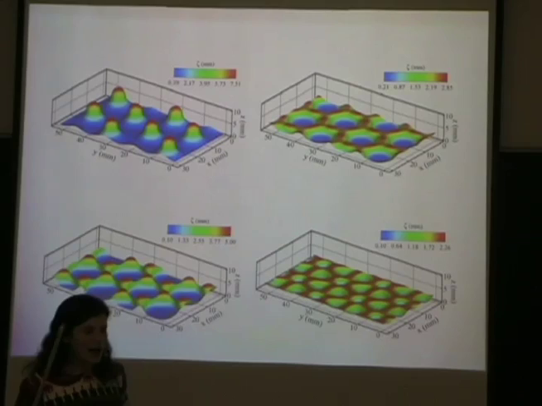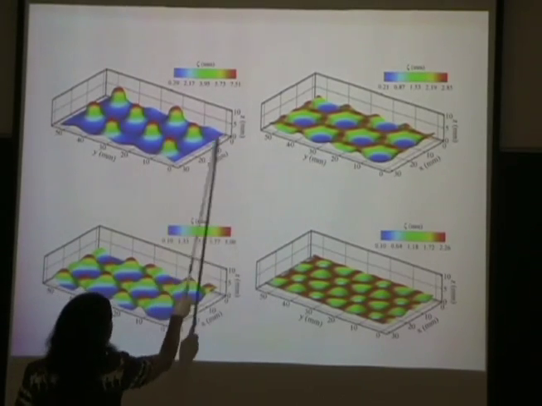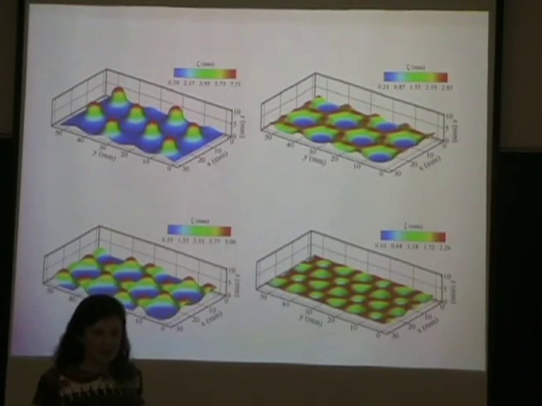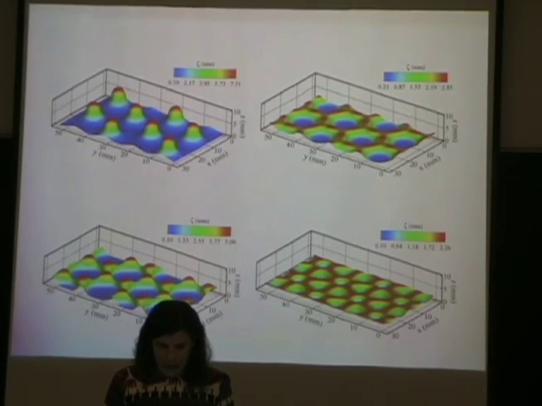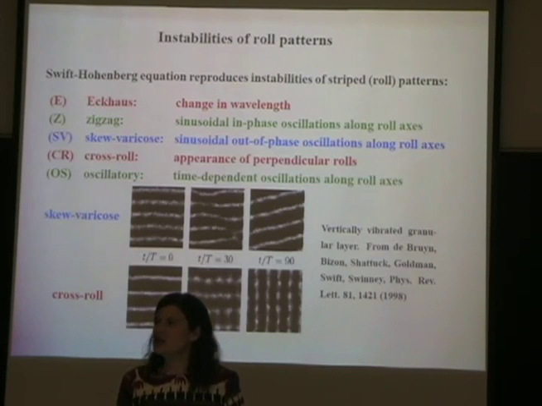At least everybody's awake. Okay, so these are more pictures of the hexagon. You can see how pretty it is. It's not just hexagons. They're rounded here. They have these bumps. They have nice qualitative details. Now, in the 7 minutes that are left, I want to talk about instabilities of roll patterns.